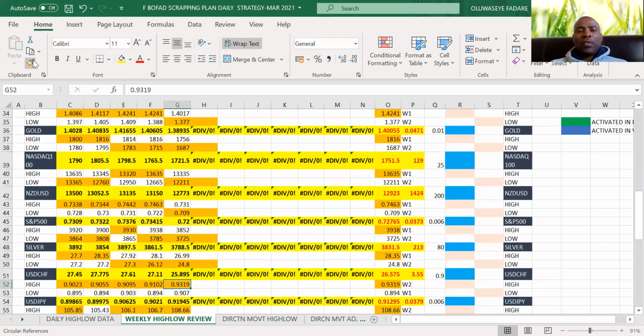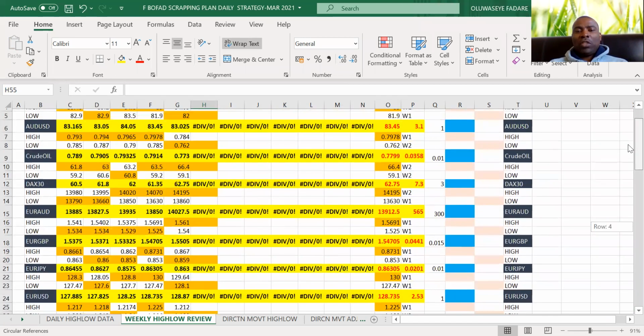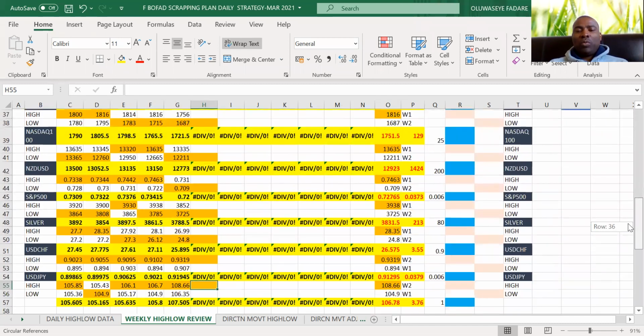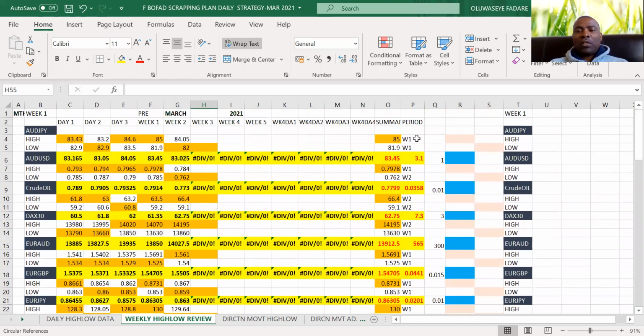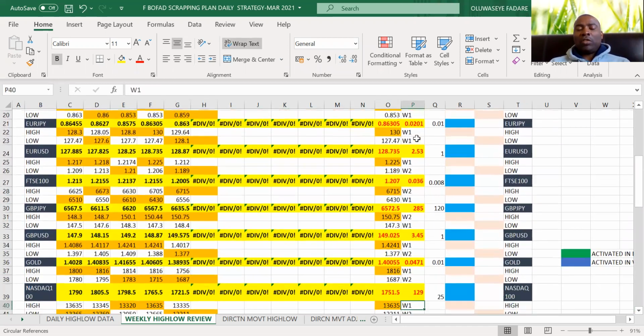USD CHF is likely to be an uptrend, and USD JPY is likely to be an uptrend. So that is my analysis and my projection for the month of March on all these products. Hopefully by the end of March, you'll be able to come back and I'll be able to review this. Like I said, one of these high or low must change by the end of the month. Once they change, that will be the direction of the market.